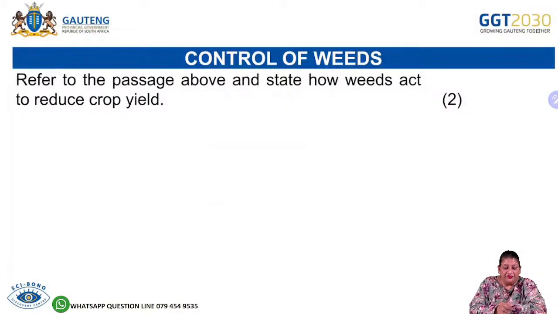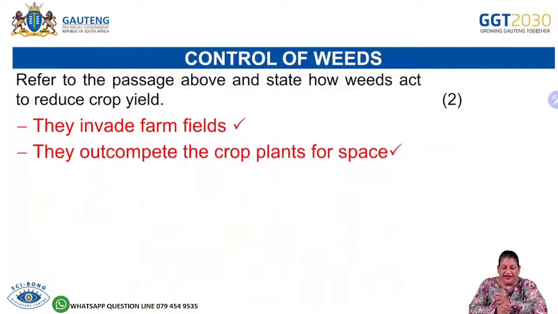Okay. Now refer to the passage above and state how weeds act to reduce the crop yield. How do weeds act to reduce the crop yield? What do weeds do? Weeds invade the farm fields like your wheat and your mealies and your tomatoes and your potato plants. And because they grow so fast, learners, they use up all the water and then they outcompete the crop plants for space. So that's why we need to get rid of weeds, because they'll use up the water and the light and the space and they will kill our useful plants, food plants.